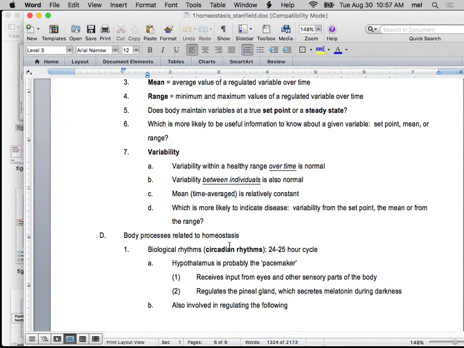So now let's just talk about variability for a little bit. What do we expect for variability? Well, you've been a human, you know that variability in any variable over time is normal, right? It doesn't stay at one point over time. But you know that it's also relatively predictable. But you also know that variability between individuals is normal as well, especially if you have a significant other.